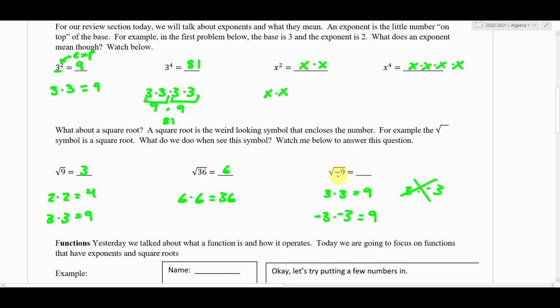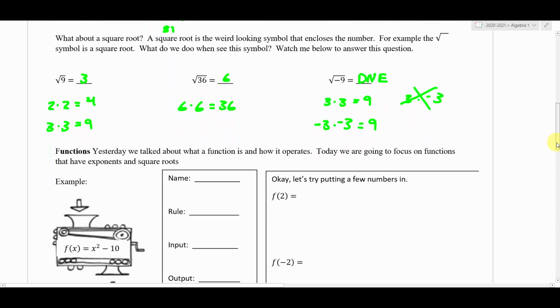So this is why we can't take the square root of a negative number, because there is no real number that you can multiply by itself to get negative 9. So this would be one of those weird situations where we would say DNE for does not exist. All right, so there's your review for exponents and square roots.